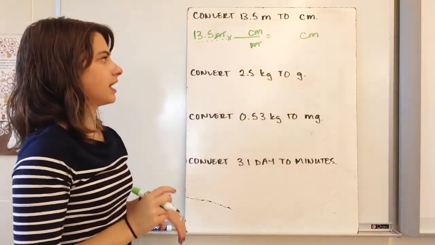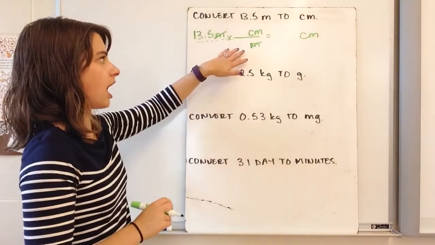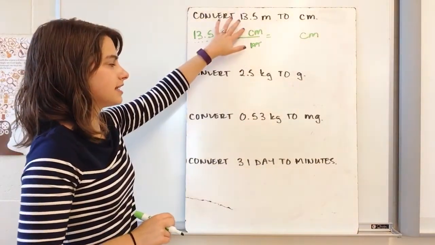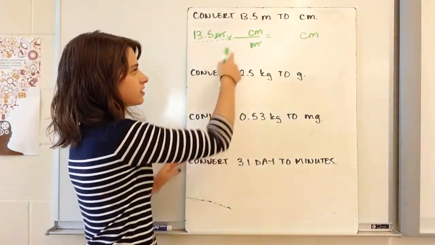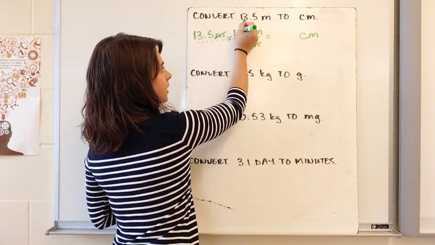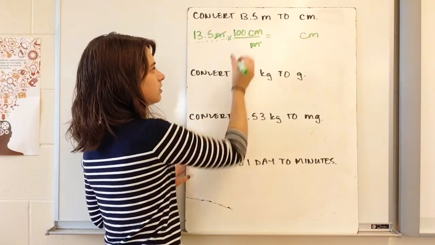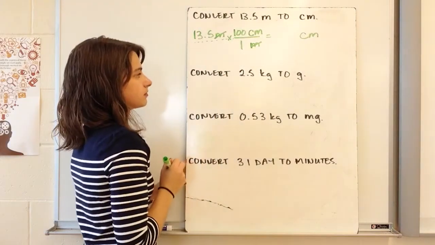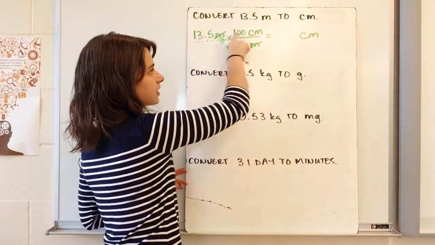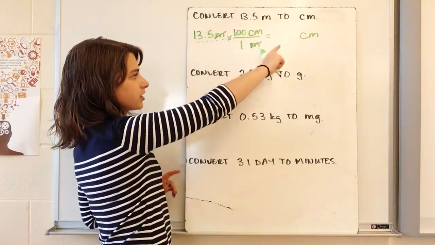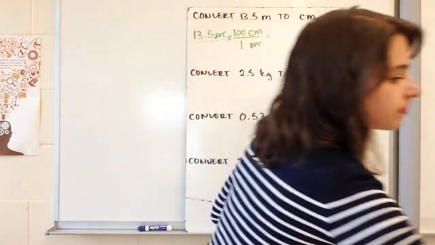So now I have to write in my equivalencies. So I know that centi means there are 100. So there are 100 centimeters in 1 meter. So I'm going to put in 100 centimeters in 1 meter. And now step 4, I need to do the math. So I'm going to multiply everything across the top, everything across the bottom, and then divide.